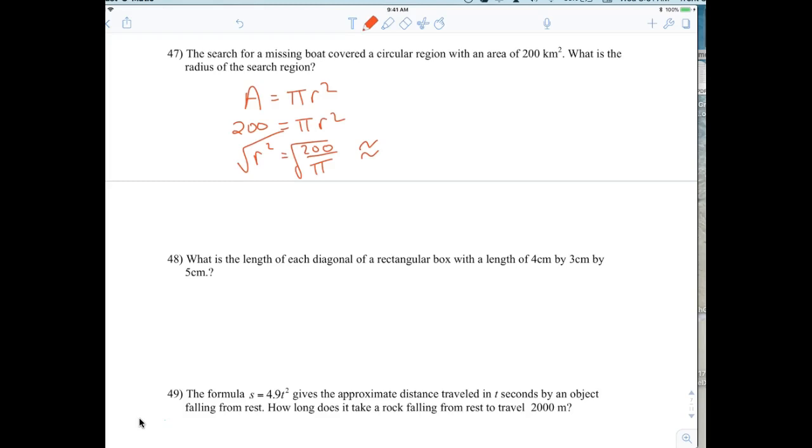Come on, 200? Yeah, it's like 8. Is it exactly 8? No, it's 7.9. Yeah, 7.98, somewhere around there, kilometers. All right.